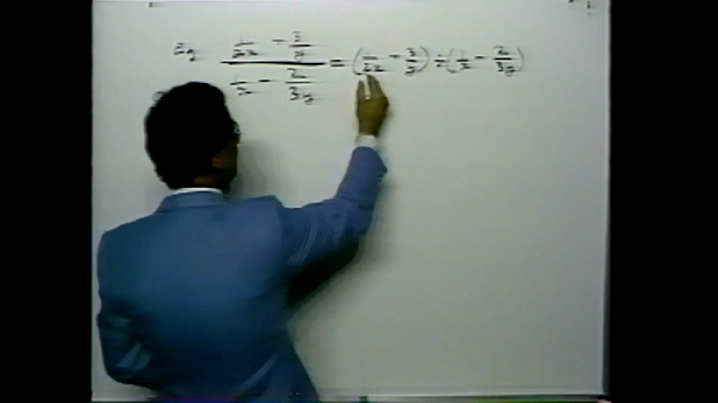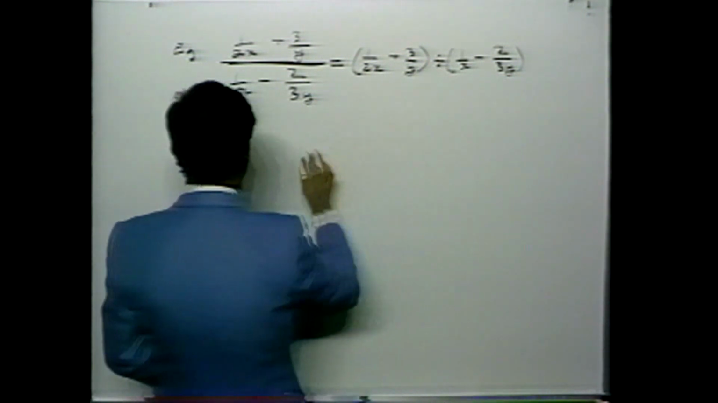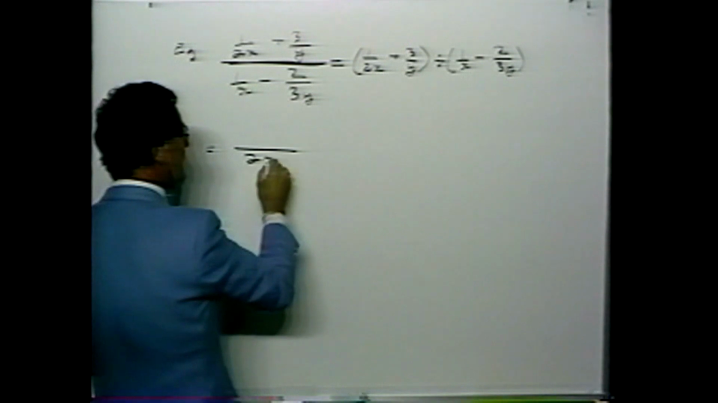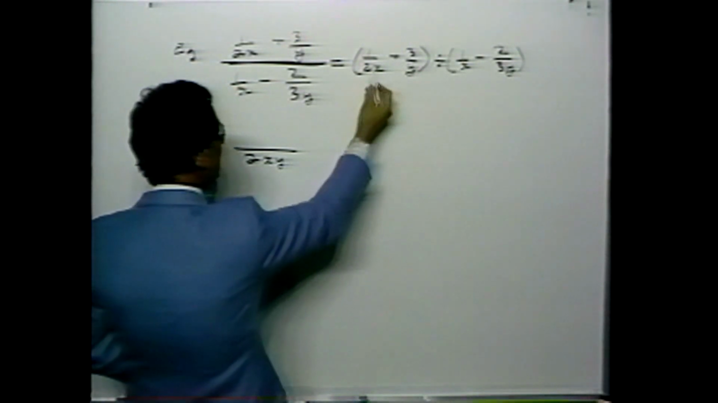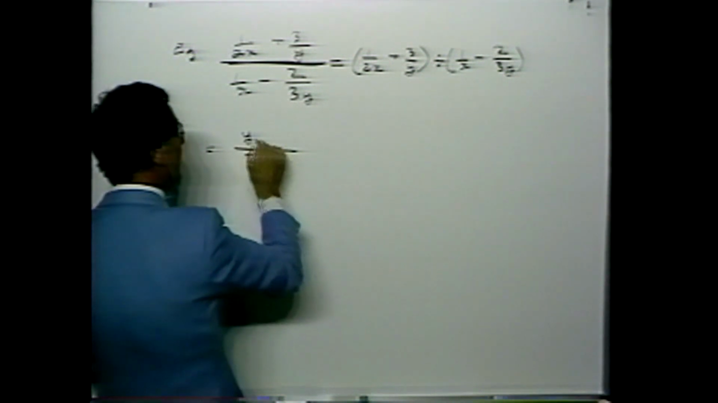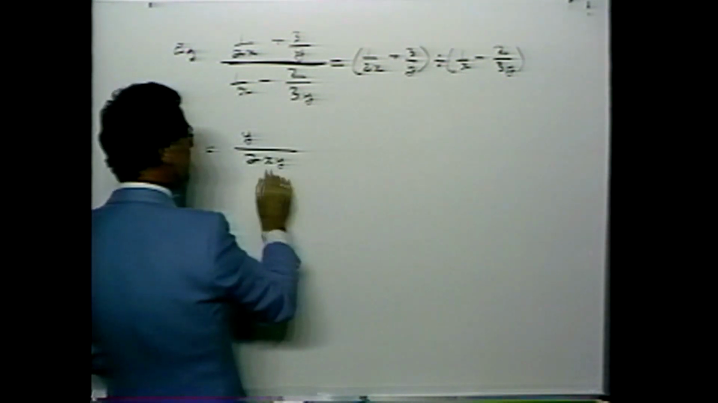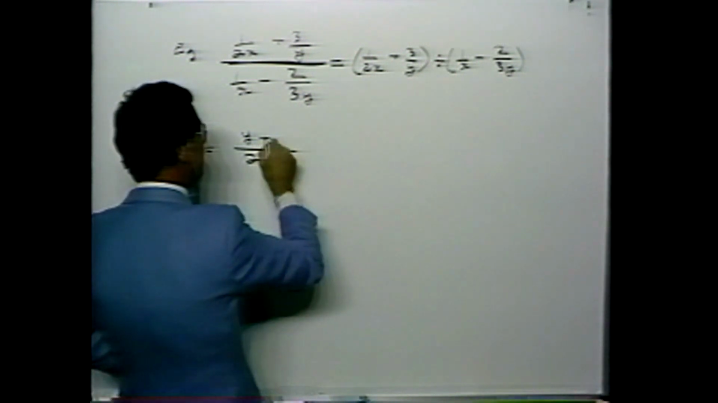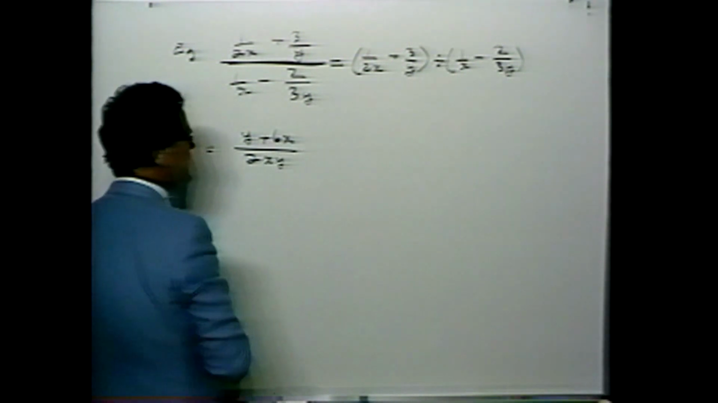The common denominator for 2x and y will of course be equal to 2xy. Take 2x, divide it into 2xy. y is the result. y times 1 is y. y divided into 2xy is 2x. 2x times plus 3 is plus 6x.